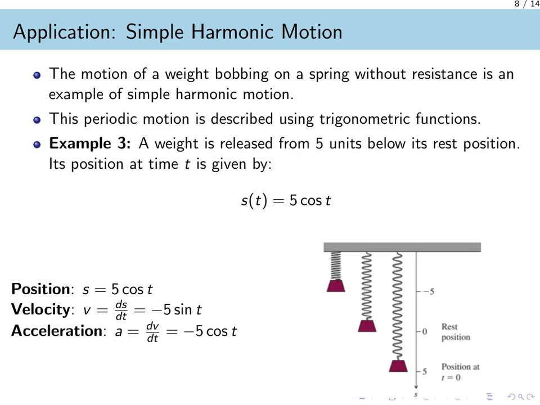To find its acceleration, we take the derivative one more time, which gives us a equals negative 5 times the cosine of t. Notice that the acceleration is just the negative of the position function. This means the restoring force is always pulling the weight back towards its central rest position. So by taking successive derivatives, we can build a complete picture of the object's motion from its starting position alone.